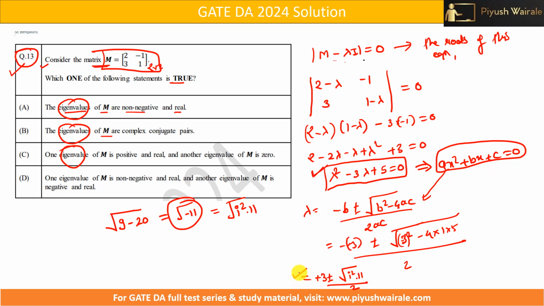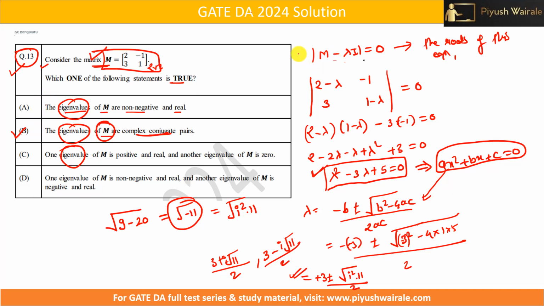If you observe, I get a complex conjugate pair here. I am not getting a real pair. So option B will be correct here, because the eigenvalues of M are a complex conjugate pair. These are the two: the first one is 3 plus i root 11 by 2, and the second one is 3 minus i root 11 by 2. So these are the two complex conjugate eigenvalues of this matrix M. There is nothing more in this question. We just need to find the eigenvalues and see which options are correct.